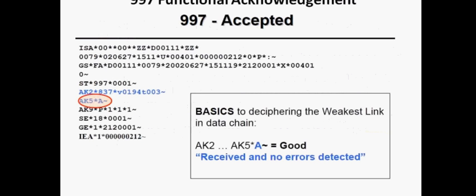Okay, this is just an example of how the transaction looks. You see your header information, the GS information, and this is your AK segment, where A stands for accepted and R stands for rejected. So it's that easy to identify. In case you get a 997 or a 999 report, look for this AK5 segment, and if it is an A, it's accepted, and if it is an R, it's rejected. That's what it means.